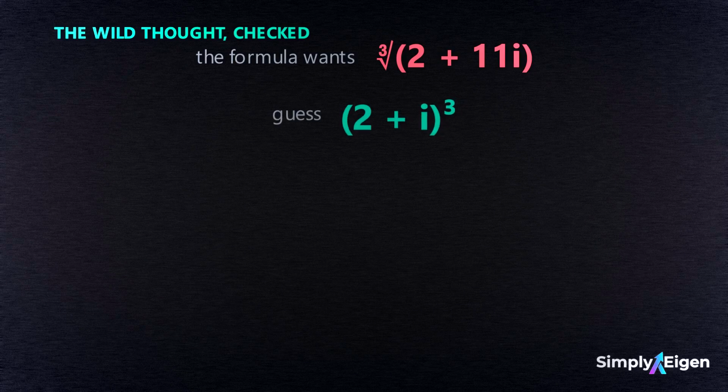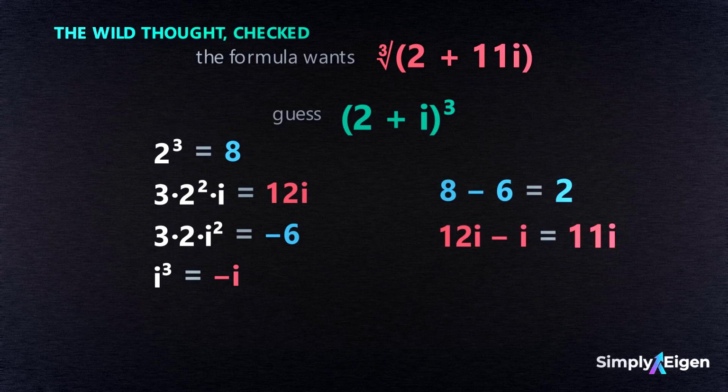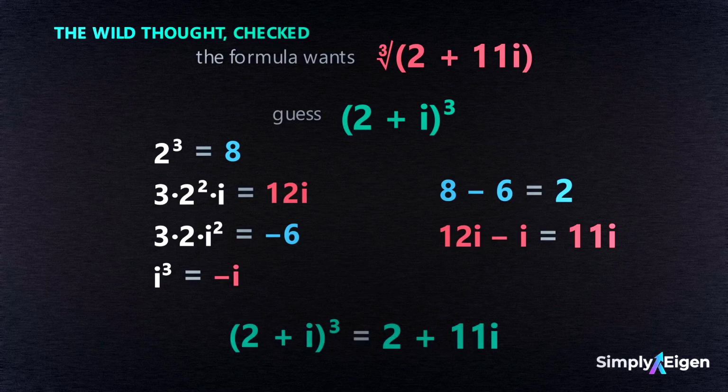Bombelli guessed it might look like 2 plus i and checked. Cube that. 2 cubed is 8. Then 3 times 4 times i, which is 12i. Then 3 times 2 times i squared, and i squared is minus 1, so that is minus 6. And finally i cubed, which is minus i. Collect them. 8 minus 6 is 2. 12i minus i is 11i. 2 plus 11i. It works.